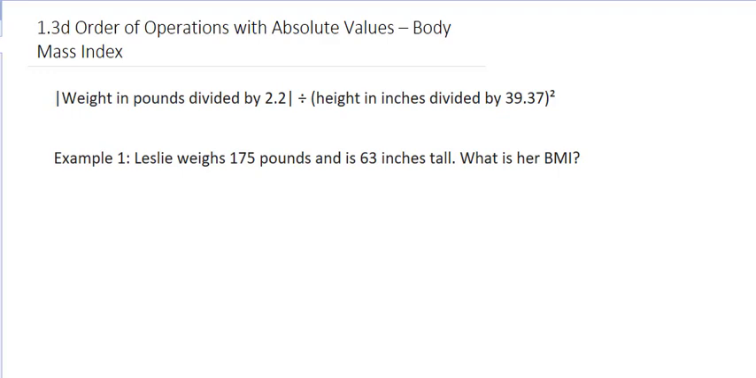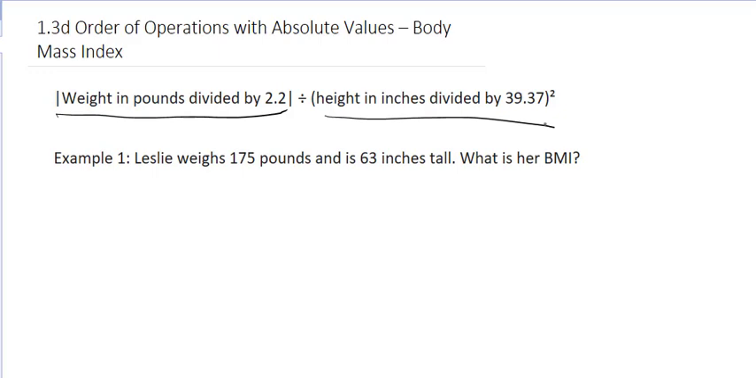For example, a patient with a number of 16 needs to increase his or her nutritional intake, whereas a patient with a number of 40 would need to make nutritional changes to lose weight. So, in order to determine BMI, a healthcare professional could use this equation. So, we have the absolute value, and we have weight in pounds divided by 2.2, which is then divided by the height in inches divided by 39.37, and that is raised to the second power.